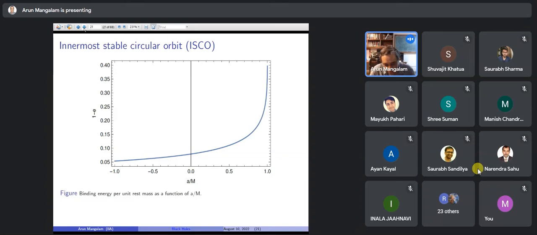But the black holes are much more efficient. They can convert energies of the order of 3%, 6%, 43% if it's maximally rotating. So it's the most efficient energy conversion process in the universe.